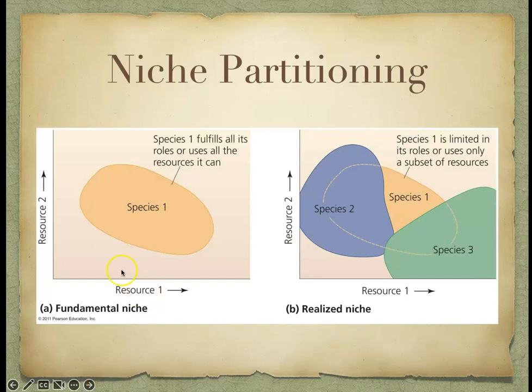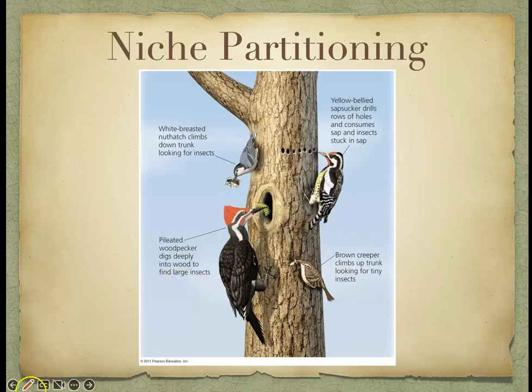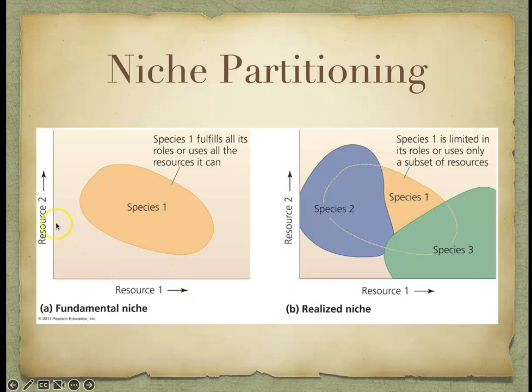We have a graph here. We have resource 1 going on the x-axis. We have resource number 2 going on the y-axis. And this kind of orange blob here is species number 1's use of these resources and the role that it fulfills in interacting with these resources. Okay, this is the fundamental niche.